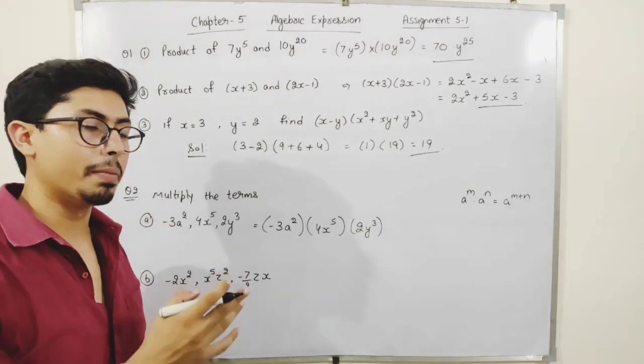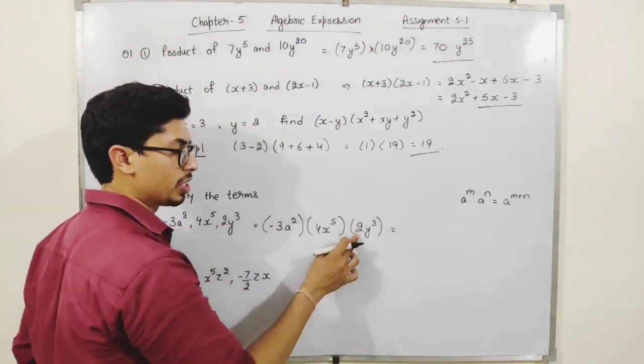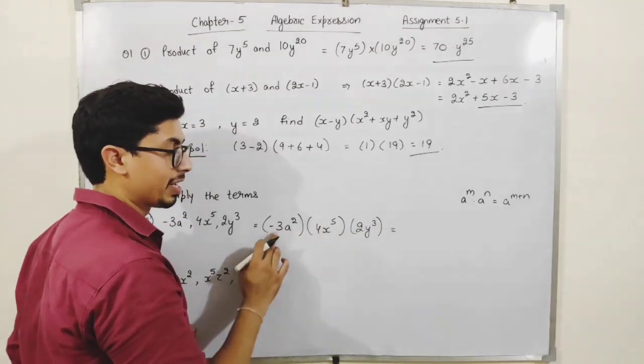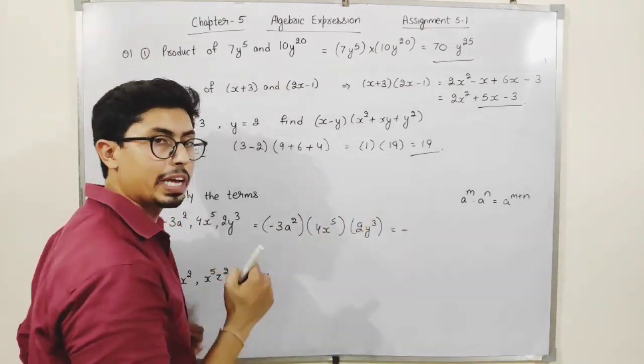Multiply the number by number. See, these are constant numbers, so multiply them. See, this is positive, this is positive, this is negative. Positive into positive is positive, positive into negative is negative. So the answer will be negative.